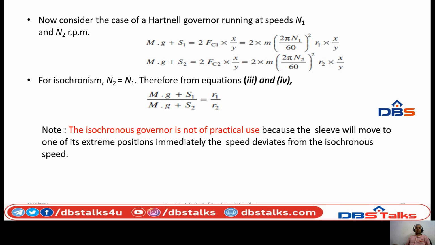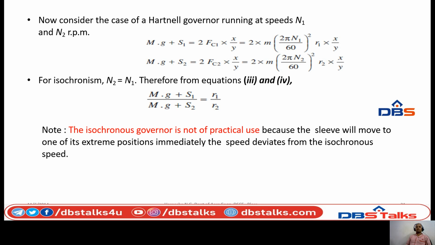Now consider the Hartnell governor. Just now we discussed the Hartnell governor. The formula is capital mg plus s1 equals 2 into Fc1 into x by y, equals 2 into m omega square r into x by y. Fc1 means centrifugal force, so it is m omega 1, that means 2 pi n by 60 whole square, into r1 into x by y.